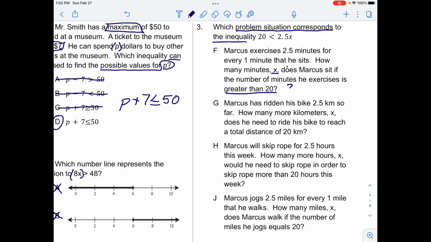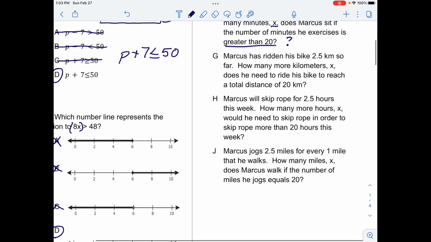Well, it could be, because when I multiply this number, 20 is going to be less than that number, so that means that these numbers, when I multiply, need to be more than 20. So we'll just put a question mark there. D. Marcus has ridden his bike 2.5 kilometers so far. How many more kilometers x does he need to ride his bike to reach a total distance of 20?